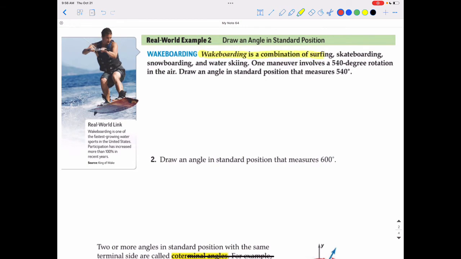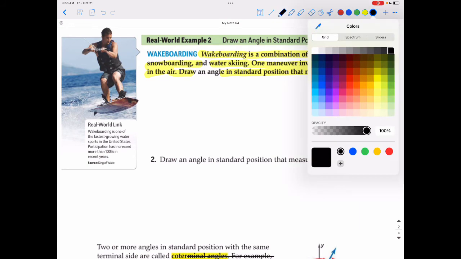Wakeboarding is a combination of surfing, skateboarding, snowboarding, and water skiing. One maneuver involves a 540 degree rotation in the air. Draw an angle in standard position that measures 540 degrees. So if we draw it in standard position, then let's see, I would need a set of axes.